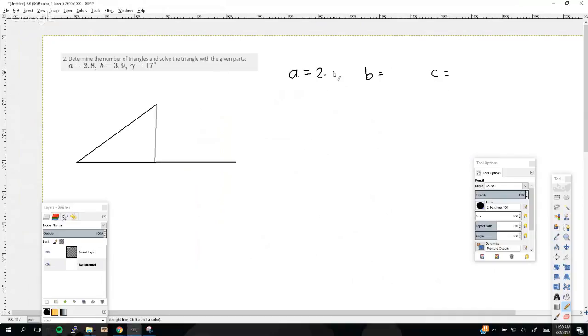So we got 2.8, 3.9, and 17. Okay, so how do we find C again? That's what I'm wondering on this one. He hasn't ever given one that's like this.